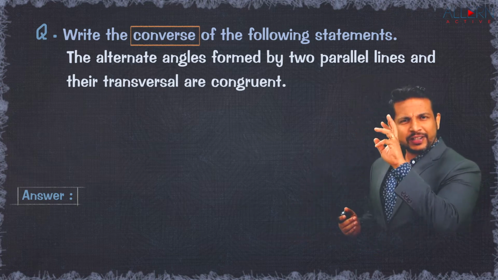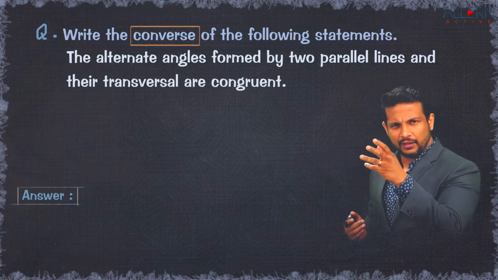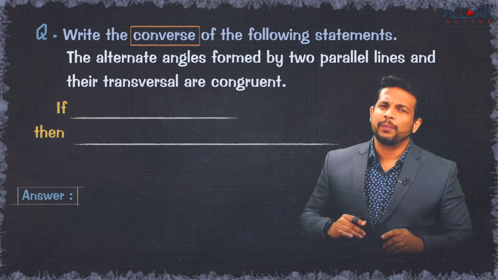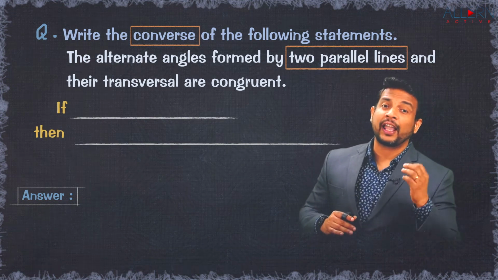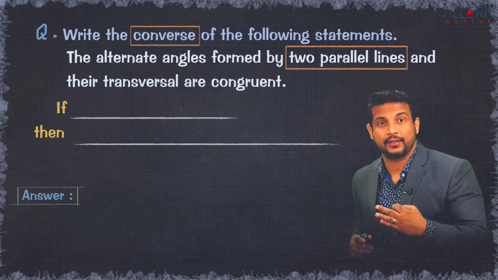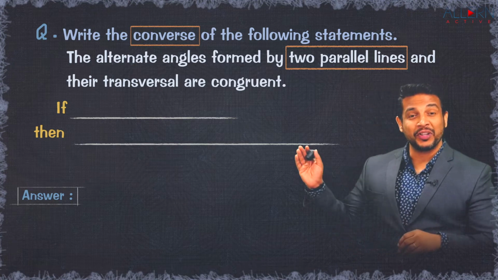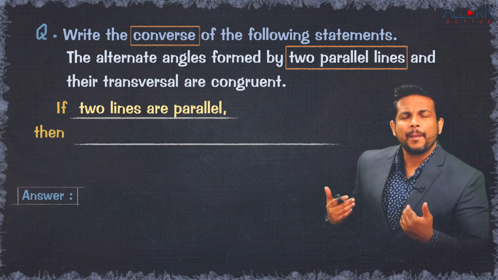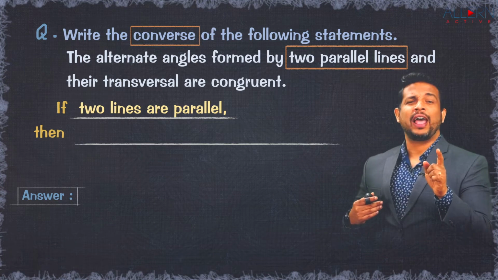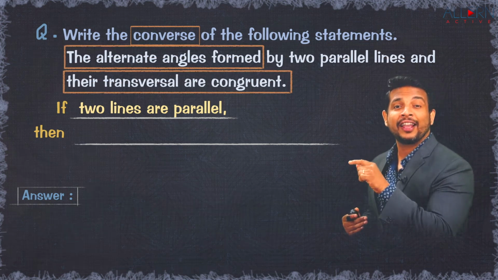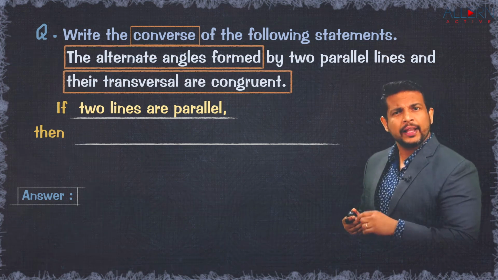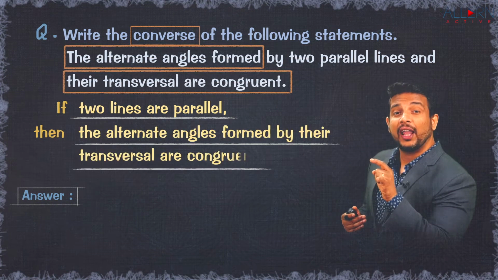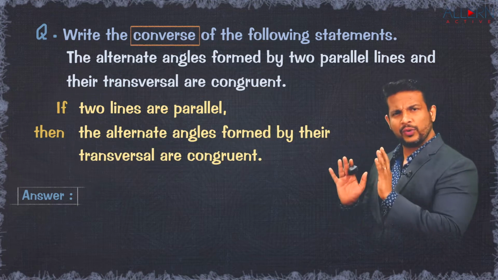Let's understand now. So first let's write this statement in the conditional form, that is, in the if-then form. That makes our job very easy. When you look at this statement, it says alternate angles formed by two parallel lines. So what is given to us is two parallel lines. So if two parallel lines are given to us, what do we write? If two lines are parallel, then the result is alternate angles formed by the transversal are congruent. So let's write it. So what do we write here? Then the alternate angles formed by their transversal are congruent. So it's easy. It's correct.